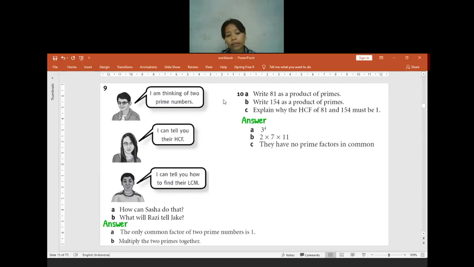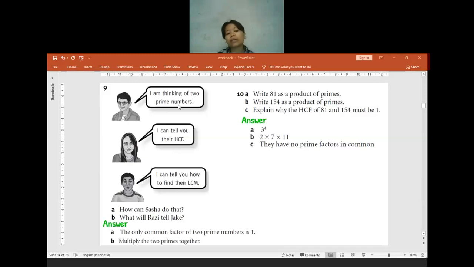Do not stay quiet. For question 9, a person said that they are thinking of two prime numbers. He did not mention which prime numbers they are, but the girl said that she can guess the HCF. The boys also can find the LCM. How do they do it?